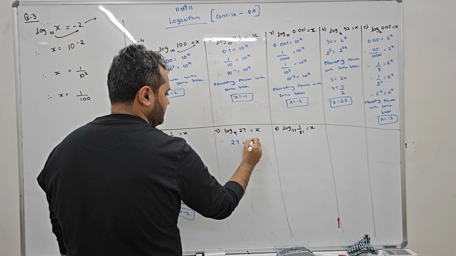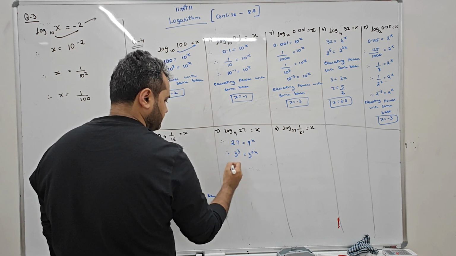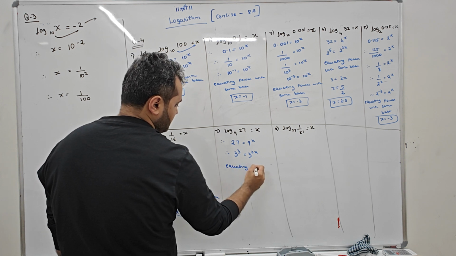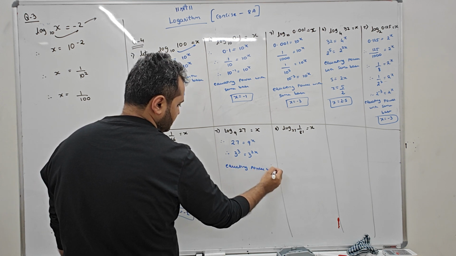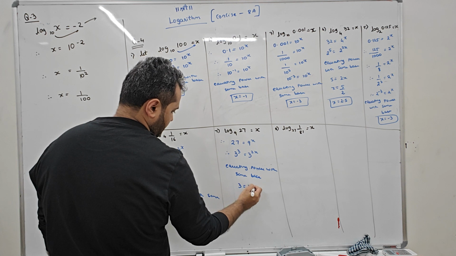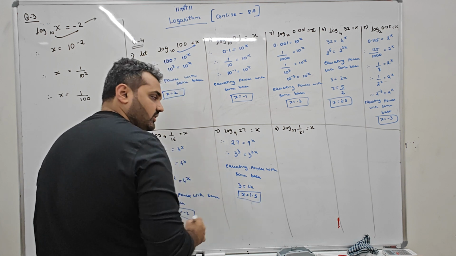27 is equals to 9 raised to x. 3 cube is equals to 3 raised to 2x. Equating power with the same base. Hope you are confident, beta.